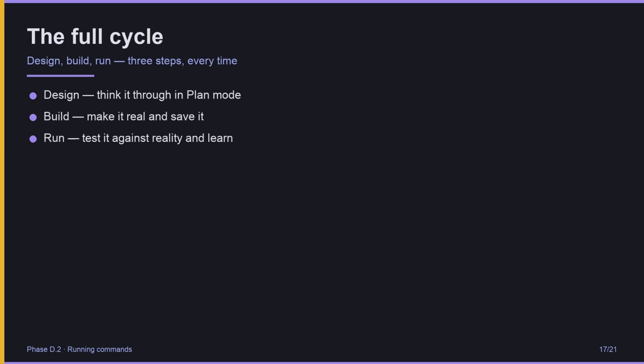And now you can see the full shape of the work. You design a command in plan mode, thinking it through carefully, without changing anything. You build it in build mode, making it real and saving it. And then you run it, testing it against reality and learning from what comes back. Design, build, run. 3 steps, every time. And the running step is the one that closes the loop and tells you the truth.